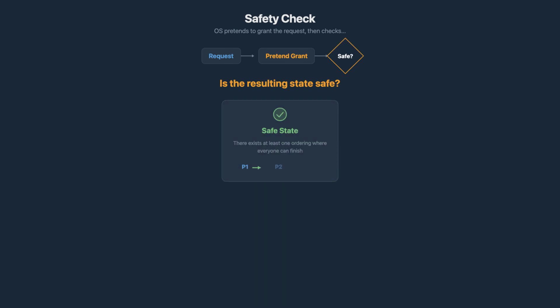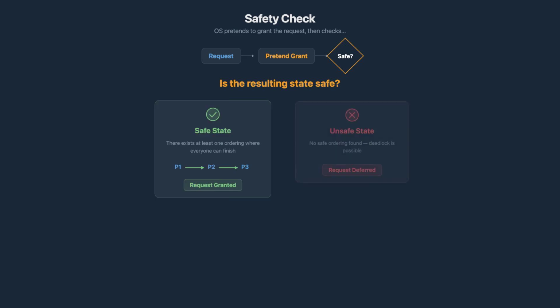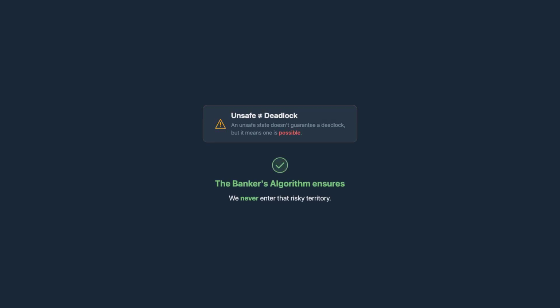A safe state means there exists at least one ordering of processes where everyone can finish. If the state is safe, the request is granted. If it would lead to an unsafe state, the request is deferred until later. An unsafe state doesn't guarantee a deadlock, but it means one is possible. The banker's algorithm ensures we never enter that risky territory.